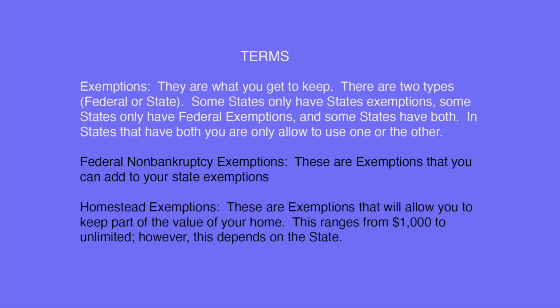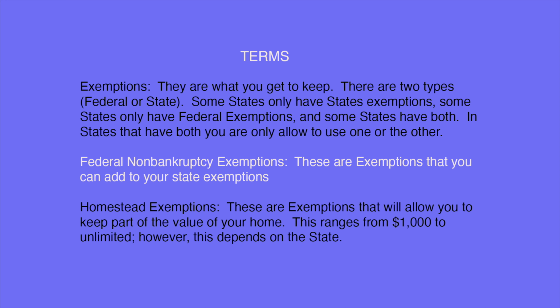Exemptions. They are what you get to keep. There are two types, federal or state. Some states only have state exemptions. Some states only have federal exemptions. And some states have both. In states that have both, you are only allowed to use one or the other.